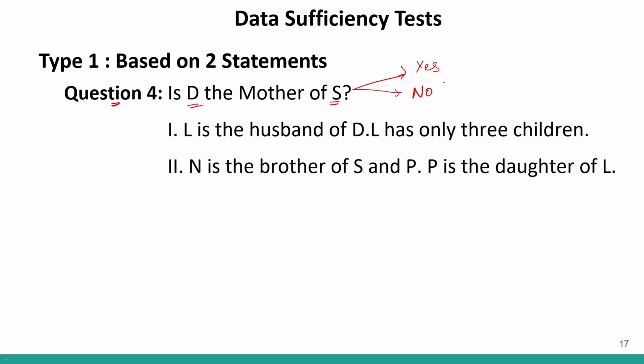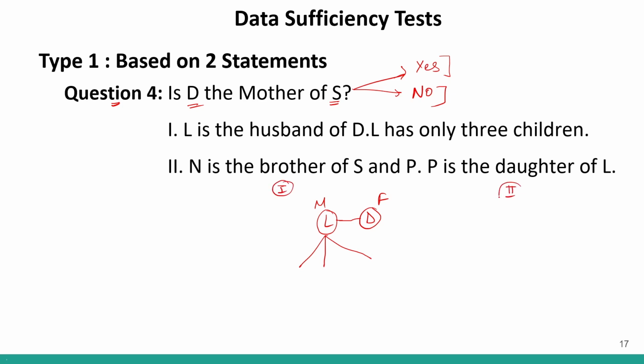So if using the statements I am getting either of the answer, that means the statement is sufficient to find the answer to the question. If I look at statement 1, it says that L is the husband of D. So D will be female, L will be male. L is the husband of D and L has only 3 children. So L has 3 children. This is given in the first statement.